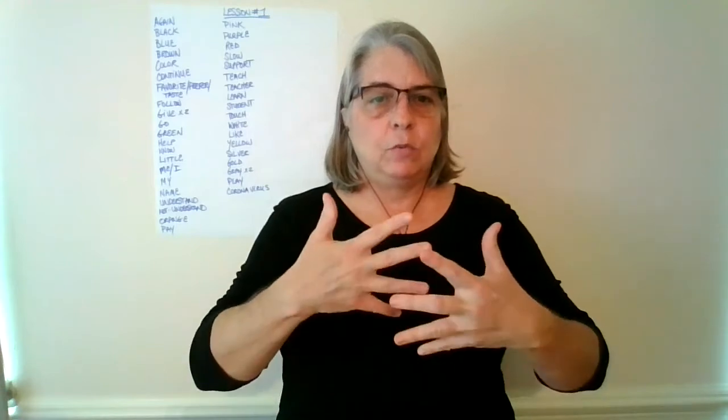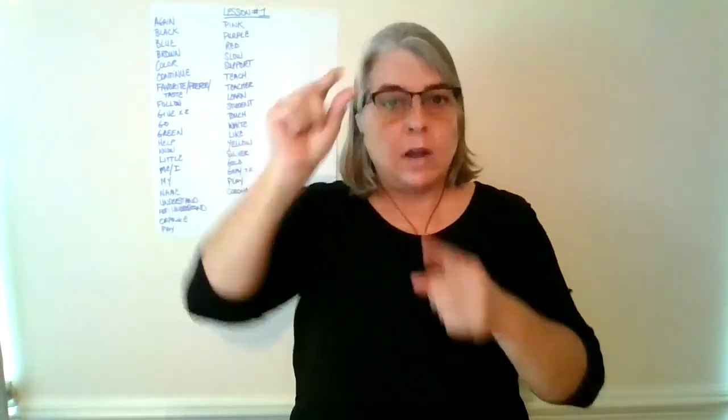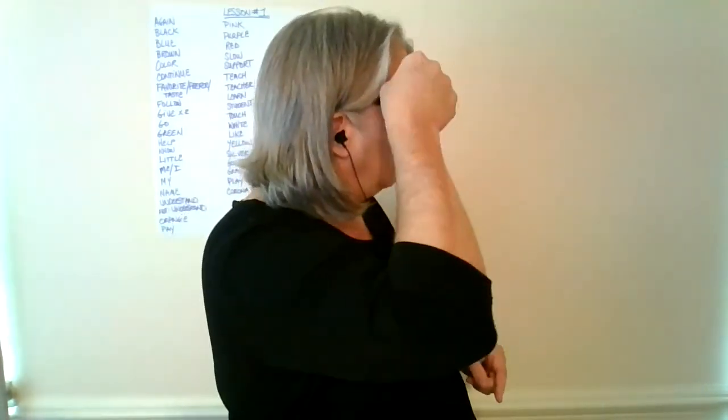The next sign is gray. There's two different signs for gray. It's gray, like our fingers are going through each other. And then the letter G, and we go across our eyebrow. This part of our finger touches our eyebrow. Gray. The next sign is play. Palms are facing each other. Play.